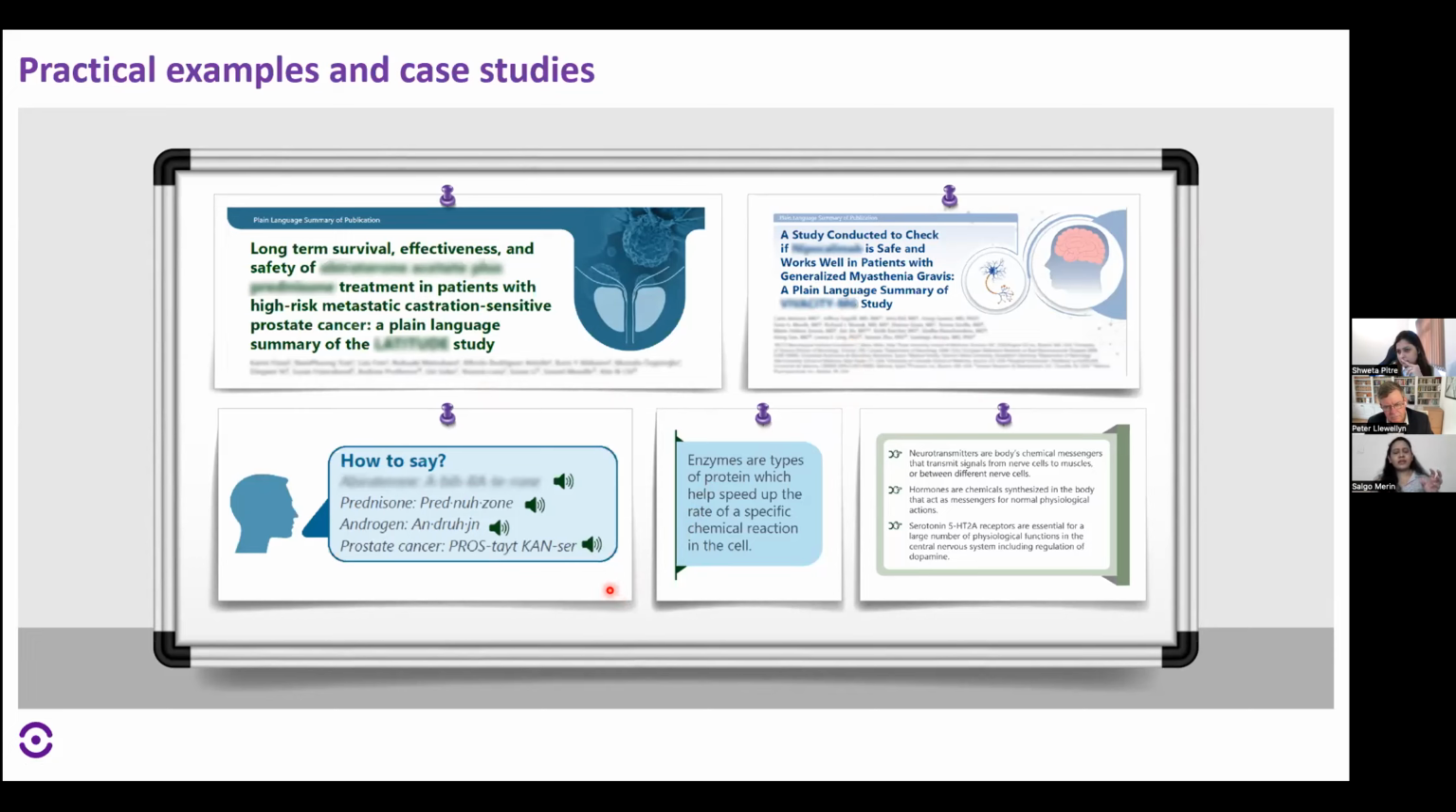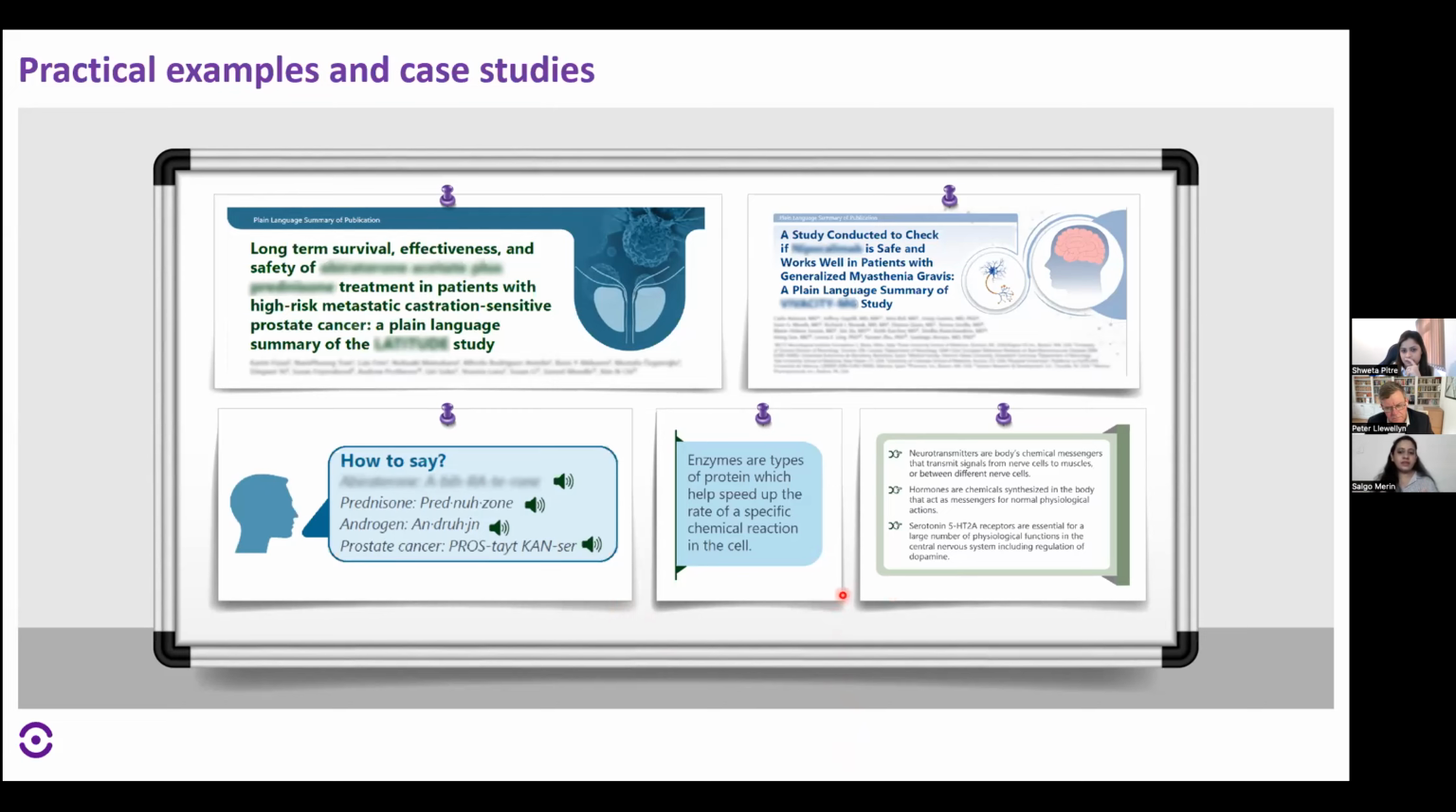Similarly, we have a very specific section added into PLSPs on how to say a specific word. Many times we come across words which are very difficult to pronounce, some drug names or even disease names, or some specific words within the manuscript. So these sounds are embedded within the PLSPs. The patient or the non-specialist audience can play it and hear how to pronounce the word.